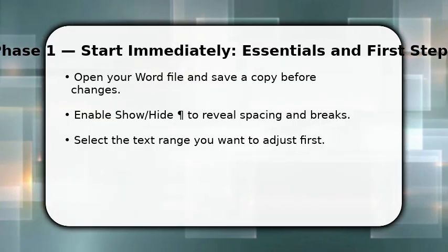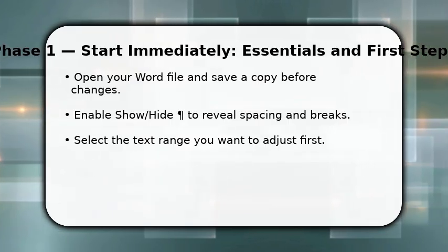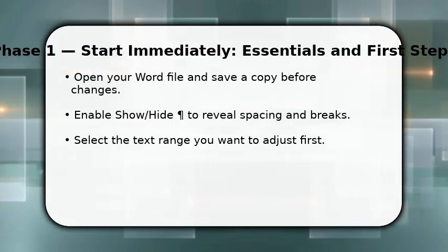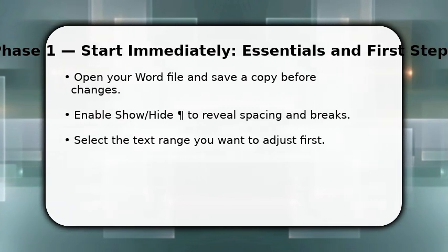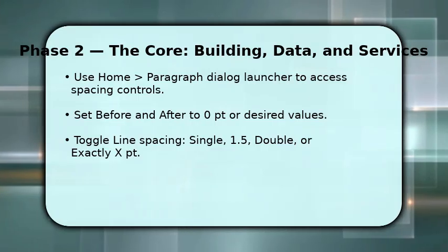Make sure styles are visible in the ribbon. If a style is forcing spacing, changing the selection alone won't fix root causes. Now you're ready to adjust spacing settings directly. Open the paragraph dialog from the Home tab. This is where the precise controls live.